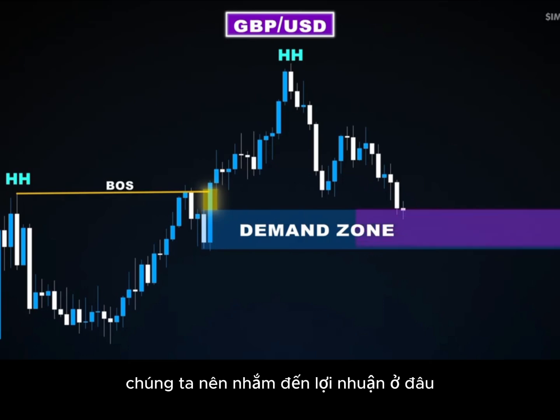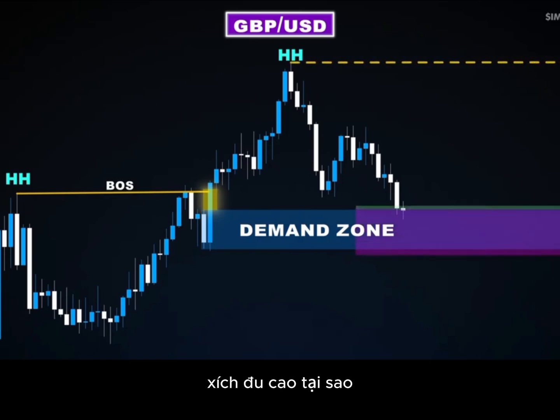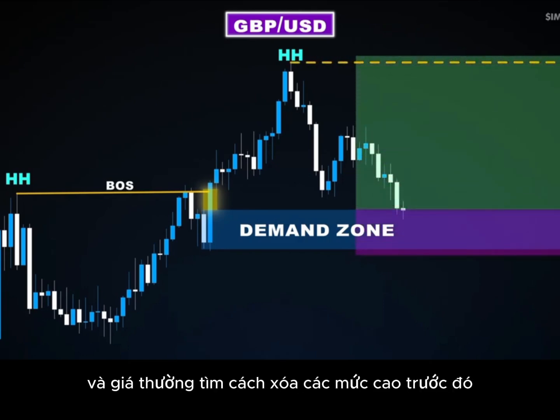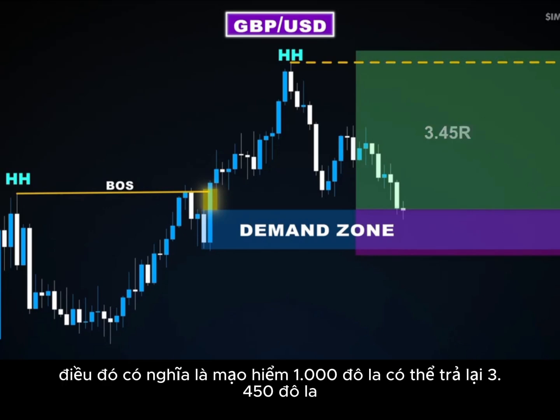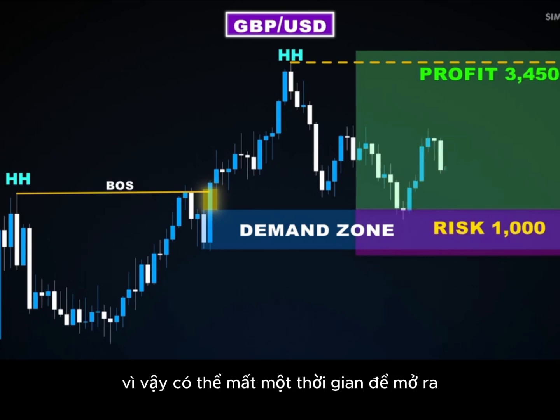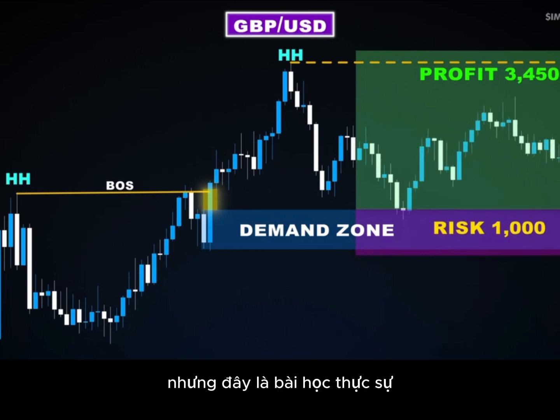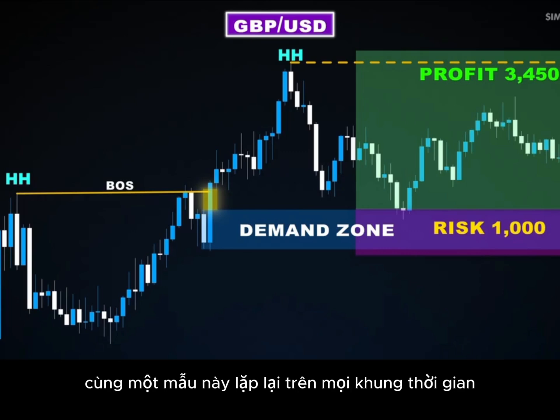Where should we aim for profit? The swing high. Why? Because we're in an uptrend, and price often seeks to clear out previous highs. This setup offers about a 3.45R trade. That means risking $1,000 could return $3,450. Yes, this is on the weekly chart, so it may take some time to unfold. But here's the real takeaway. This same pattern repeats on every time frame.